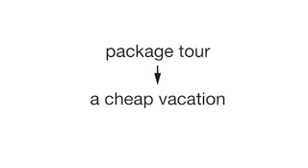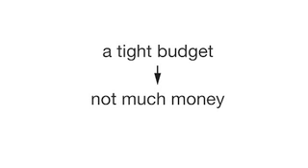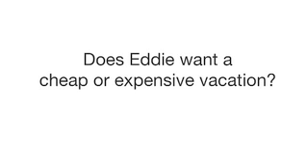Before we watch the movie, we'll look at some new words. Package tour. Resort. These are two different kinds of vacations. Package tours are cheap vacations. When you buy a package tour, it often includes your flight and your hotel. A resort is a place where you go for your vacation. A tight budget. This means you don't have much money to spend. Does Eddie want a cheap or expensive vacation? Let's watch the movie.